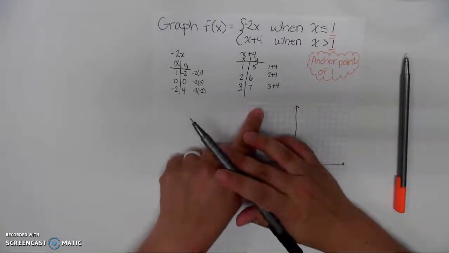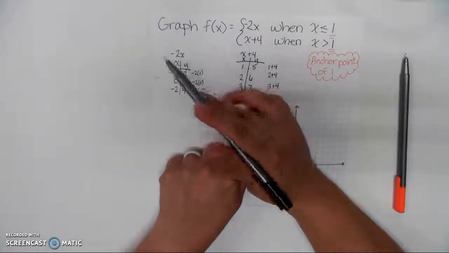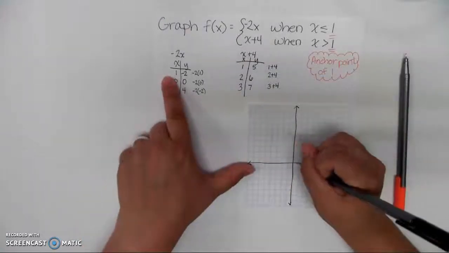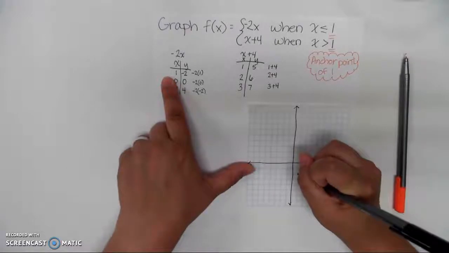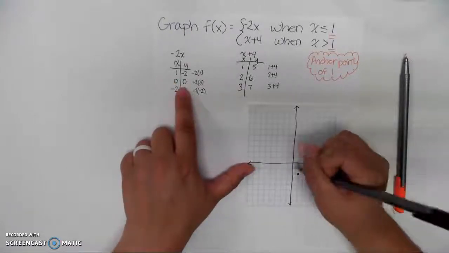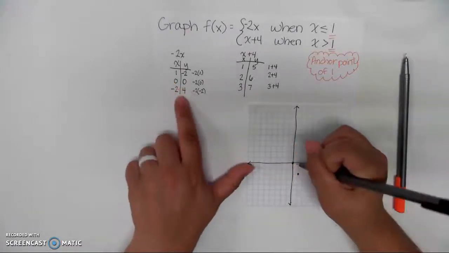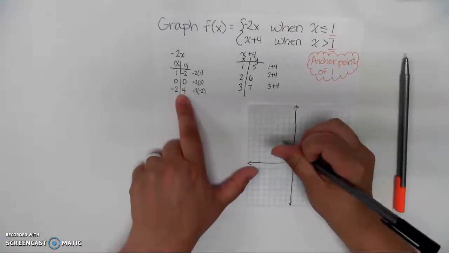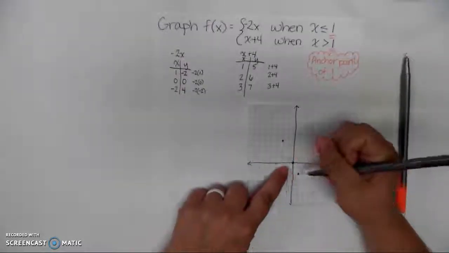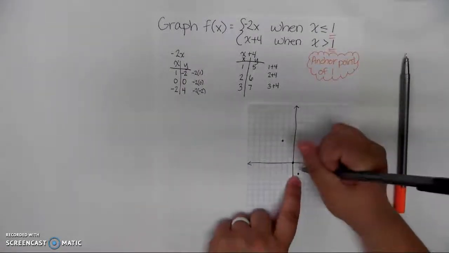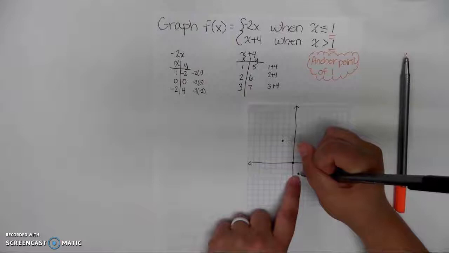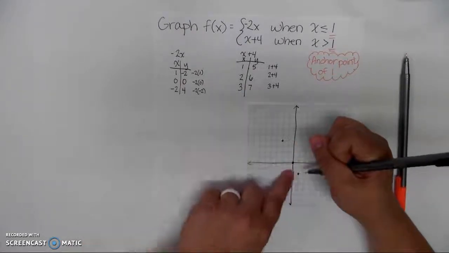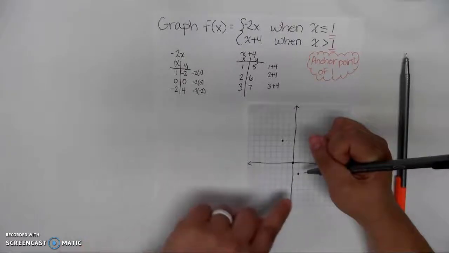So I'm going to start by graphing my negative 2x part. I'm going to graph 1, negative 2. I'm going to graph 0, 0. I'm going to graph negative 2, positive 4. And so now when I connect these numbers, I'm going to use my anchor point. My anchor point tells me that it's going to go up because it's numbers less than 1.